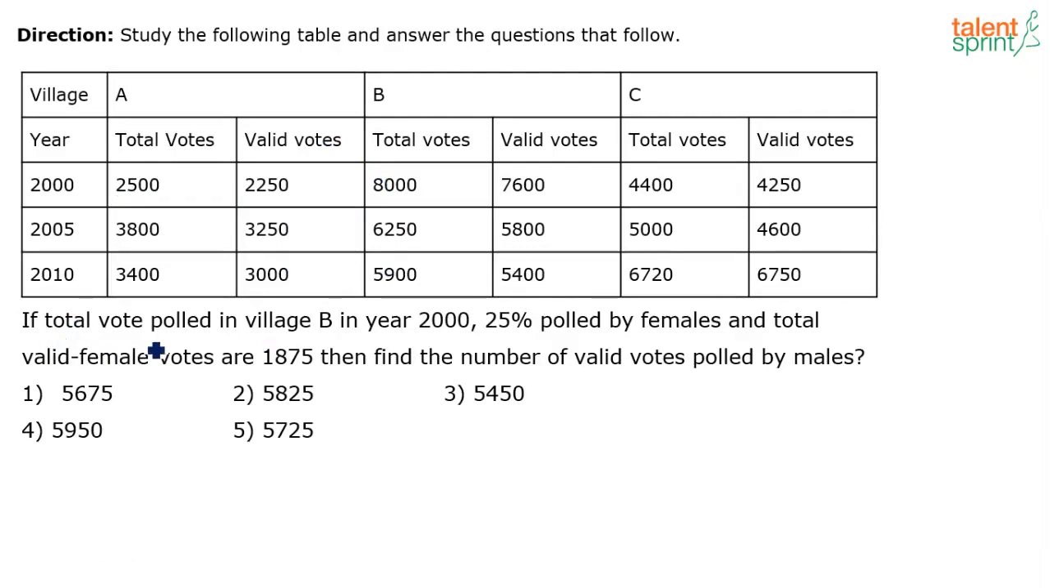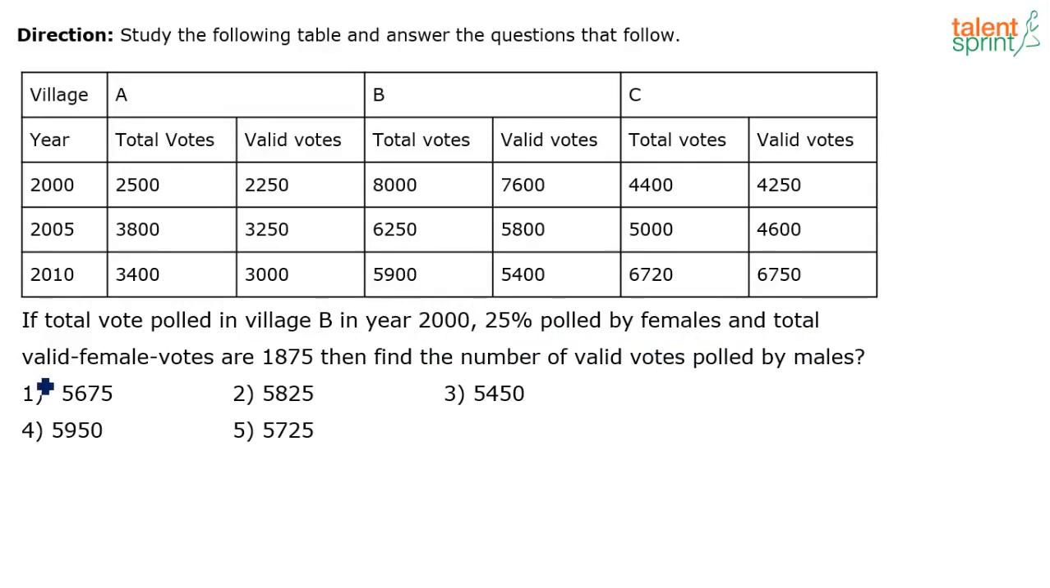What does it say? If of the total votes polled in village B in the year 2000, 25% are polled by females and total valid female votes are 1875, then find the number of valid votes polled by males. So this is an interesting one. It says out of the total votes which have been cast in village B in year 2000, 25% were polled by females.